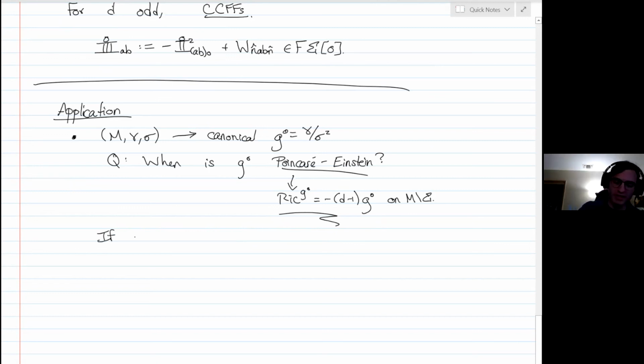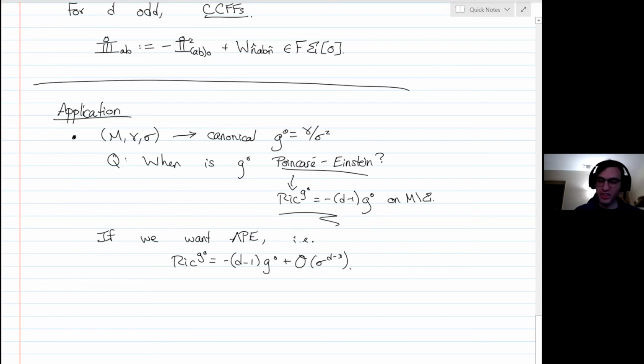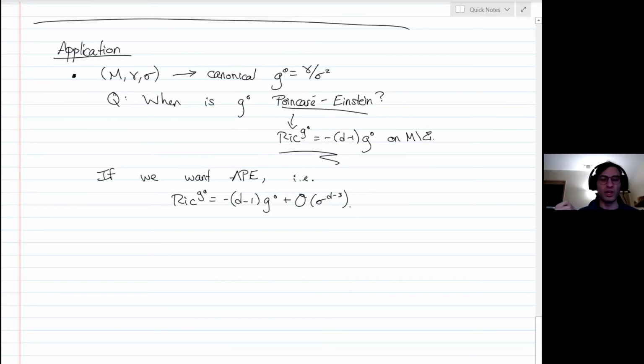So if we instead ask for asymptotic Poincaré-Einstein, APE, i.e. we want that the Ricci curvature is minus (d minus 1) times G0 plus order, say, sigma to the d minus 3, then answering when such a metric is asymptotically Poincaré-Einstein in this sense can be answered purely by local data. And in fact, there are some previous results known about this question. Work by LeBrun in '82, by Gover in '08, by Chang, Gover, and Hammerl in '14. There's a whole bunch of work on this. It turns out that we knew some implications of when this is true.